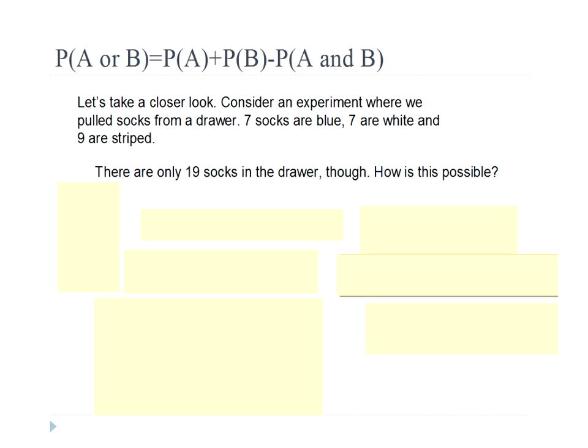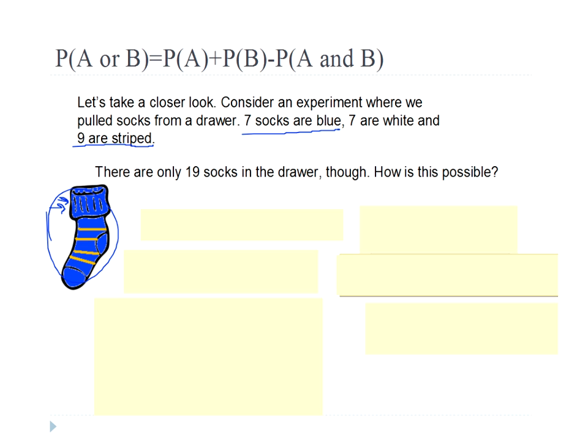Now, certainly, what could happen here is that some of the blue socks were also striped. And so when I told you that 7 were blue, I was counting these ones. And when I said 9 were striped, I was also counting these ones. So I counted socks like this twice. So what we'd have to do is find out how many of those socks fit in more than one category. And so we counted them up, and let's say that 4 of the blue socks are also striped.